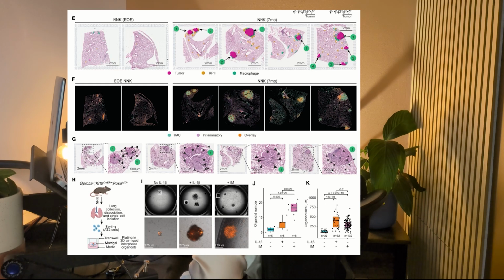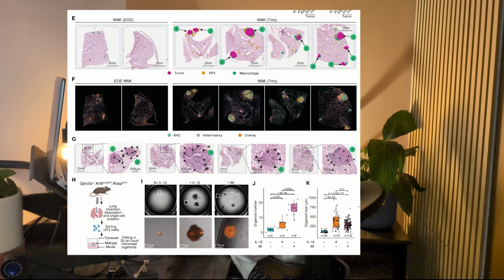Panels 6H through 6K translate this into a functional readout. KC-rich organoids, yes, they did organoids too, derived from AT2 cells, expand more when exposed to IL-1 beta. Co-culture with lung macrophages has the same effect, increasing both organoid number and size. This shows that IL-1 beta is not just correlated with KC biology, it actively promotes progenitor expansion.